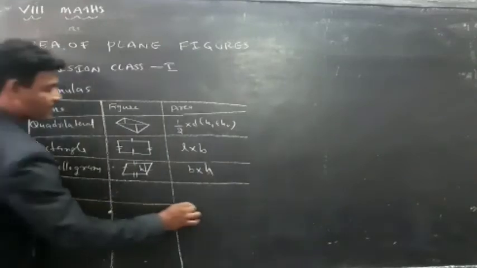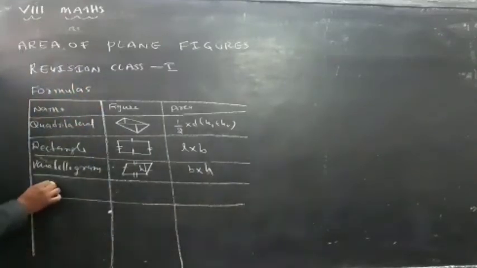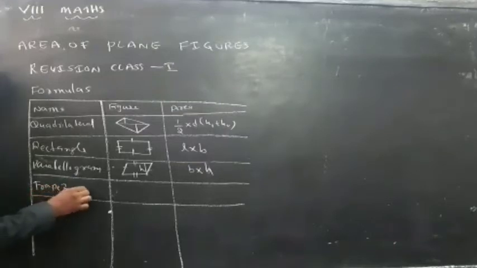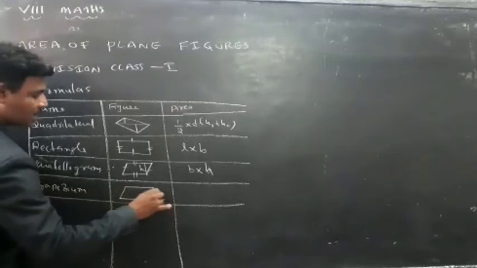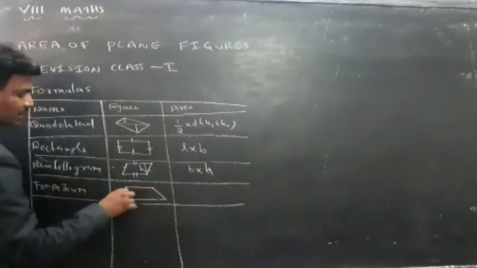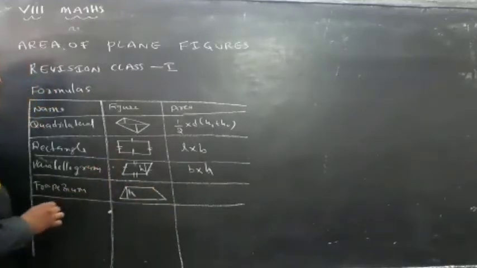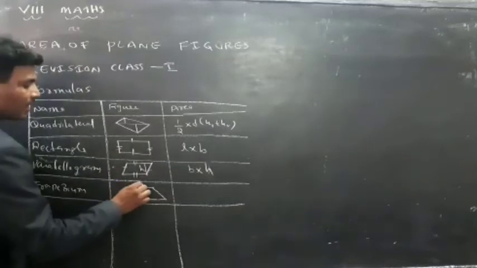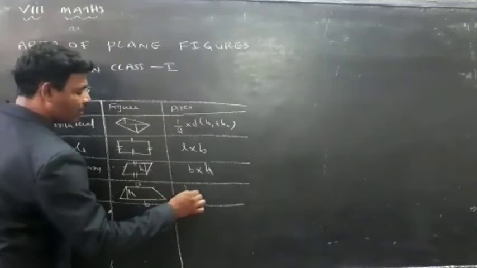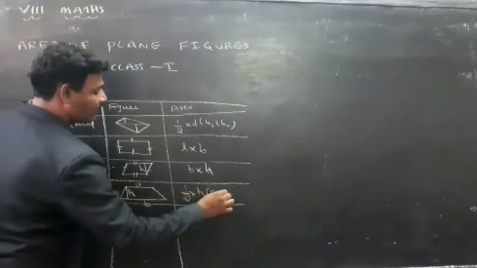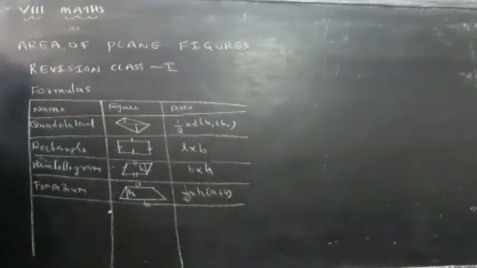Next, trapezium. In a trapezium, opposite sides are parallel, and this is nothing but the distance between the two parallel lines. So one side I am taking as a and one as b. So the area of the trapezium is half of h into a plus b. Next, rhombus.